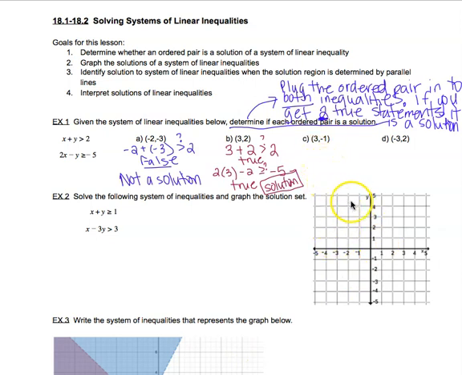All right, so I want you to go ahead and try C and to check it in both inequalities. Remember, you need two true statements in order to say if it's a solution. If one of the statements is false, then that means you would choose not a solution.